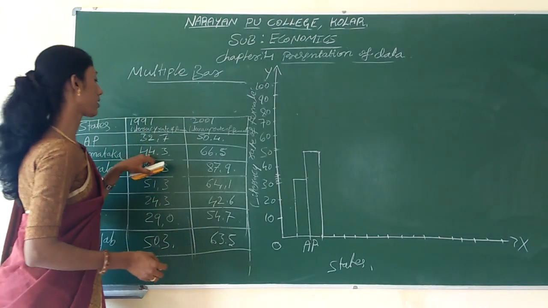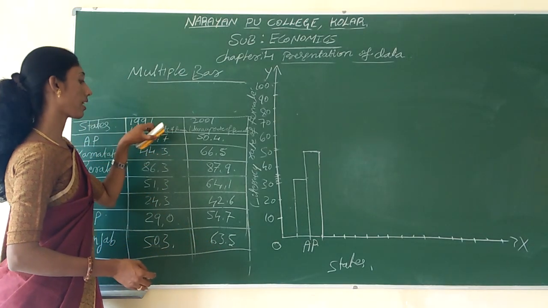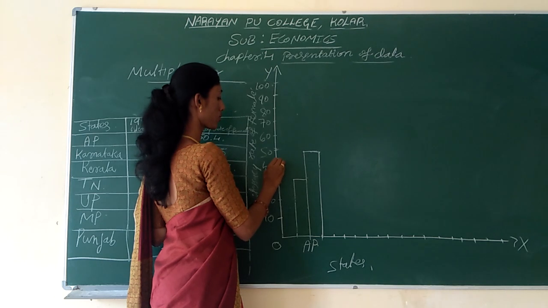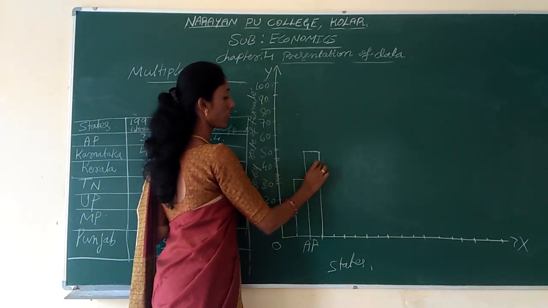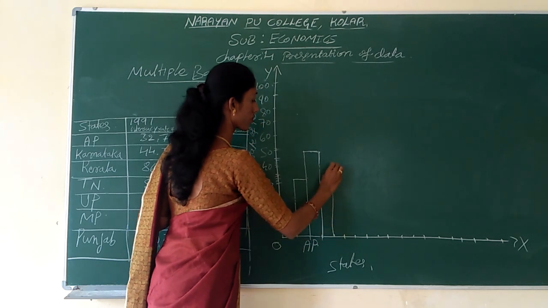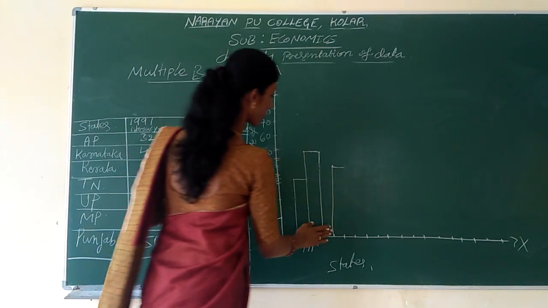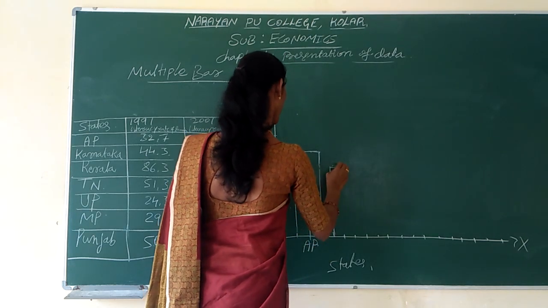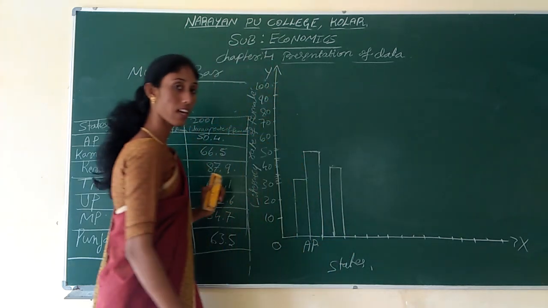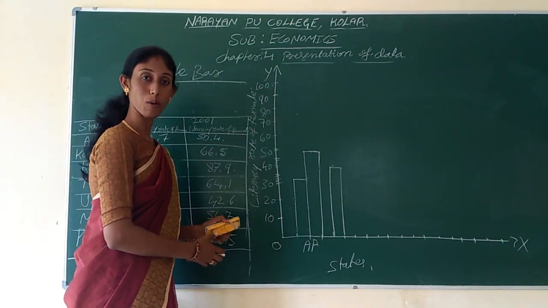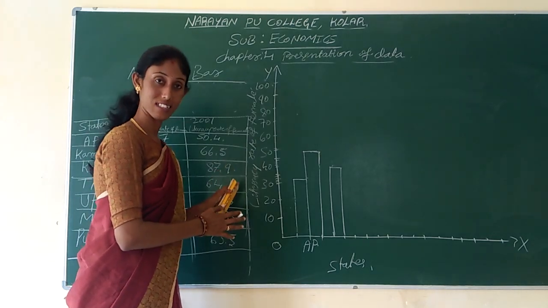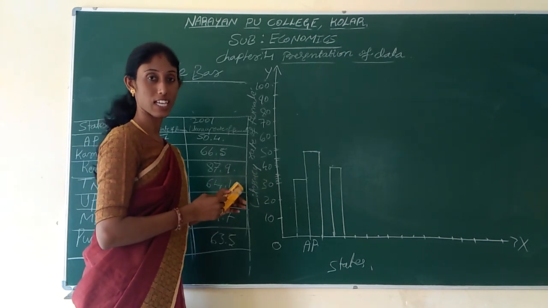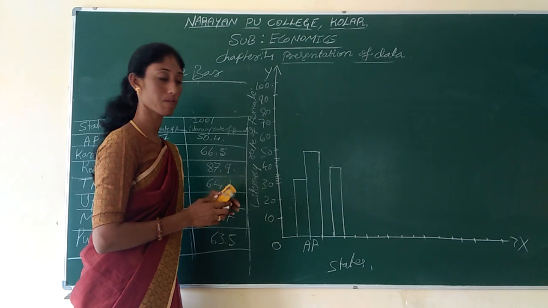Come to the next, Karnataka. 44.3 in 1991. 44 means, this is 45, 1, 2, 3, 4. This is 44. If you have a scale, please use it. We are on the board, I can't use a scale, that's why I am drawing the bars freehand, but you don't do that. You use a scale and pencil for clarity, okay?